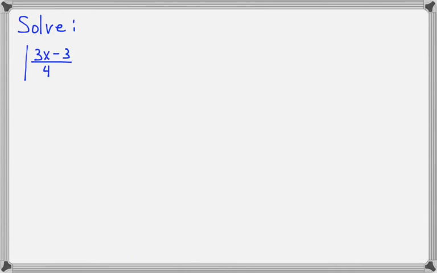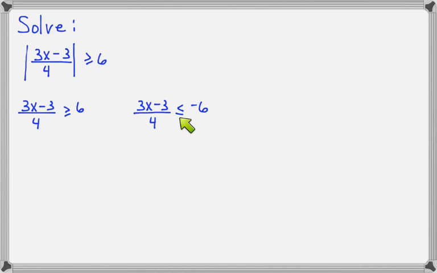Okay, one more. Let's do the absolute value of 3x minus 3 over 4 is greater than or equal to 6. So this being a greater than problem, we'll write two inequalities. One inequality that's the same but without the bars, the other one that's the same on the left side, but we'll flip the symbol and flip the sign of the right side.